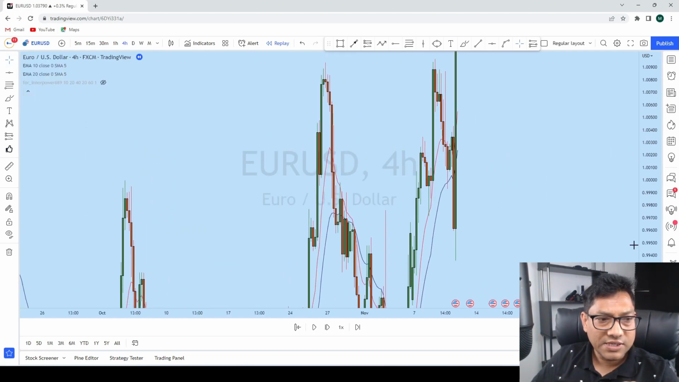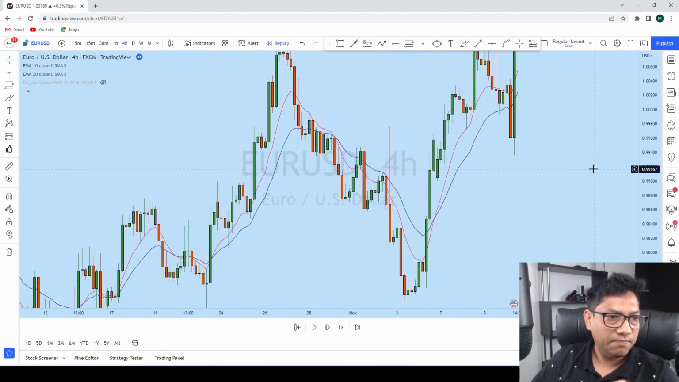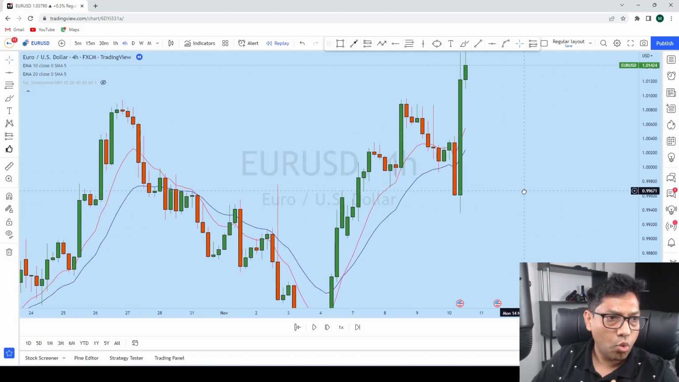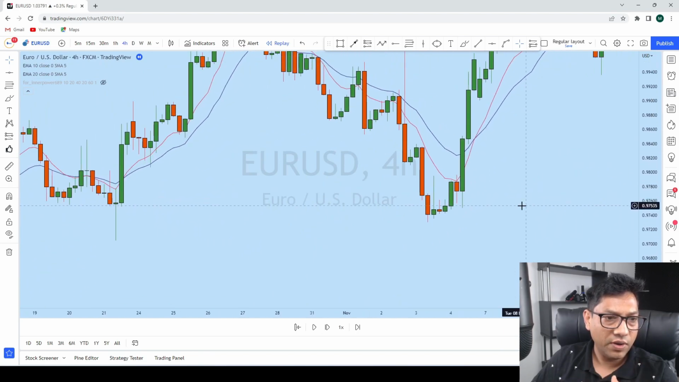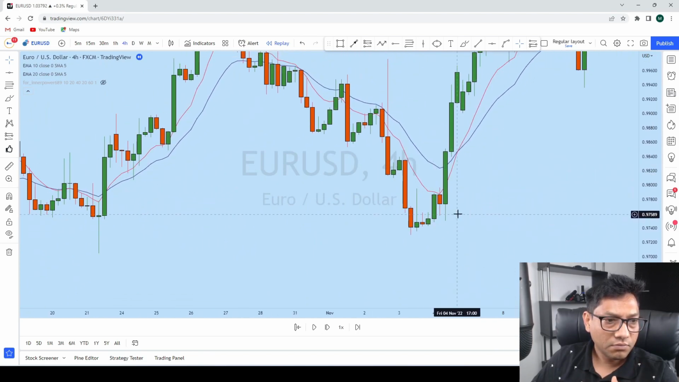So let's see a couple of examples, then you'll understand. There are quite a few examples you can see in the market. This is a very regular phenomenon. Look at this one here. Let me replay the chart so you understand. This is the same thing on euro dollar.